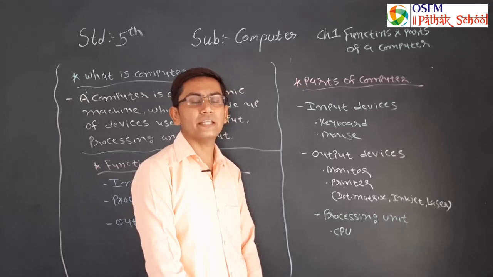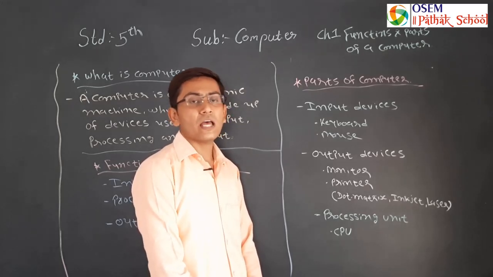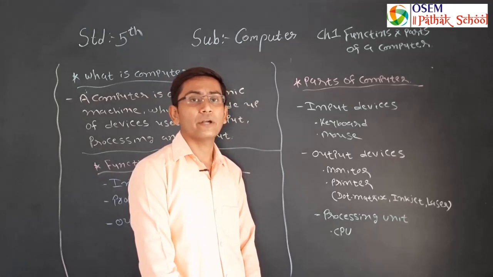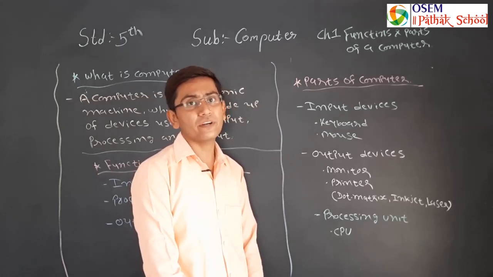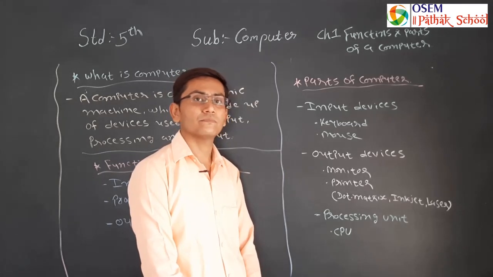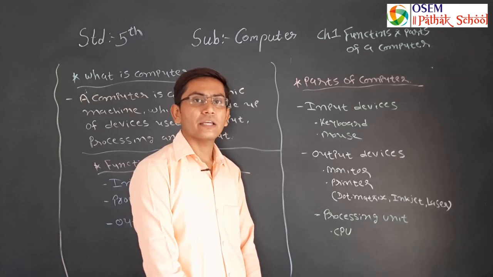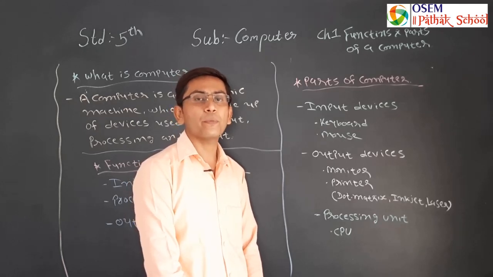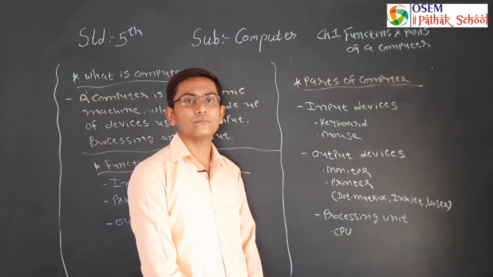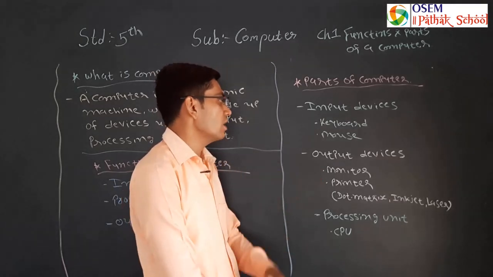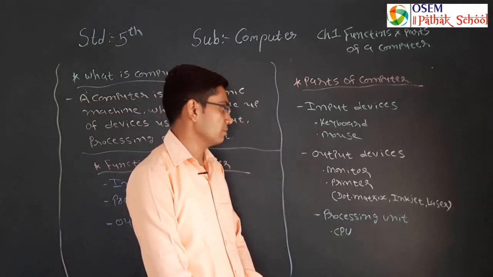We can see cartoon films and movies on it. Monitors are available in different size today. The output displayed on monitor is known as soft copy output. So the first output device is monitor.